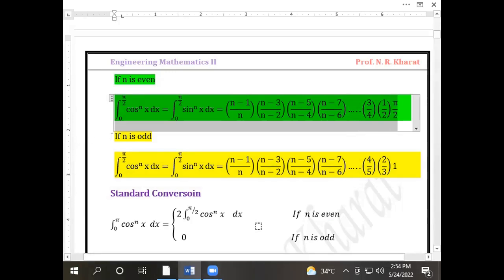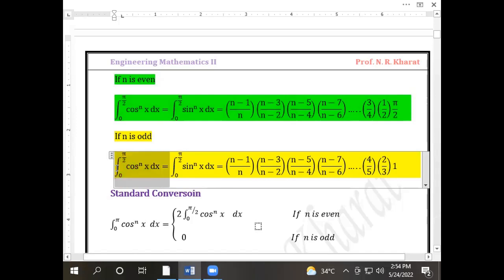In a similar manner, we already found the reduction formula for cos and sine if n is odd. The reduction formula for sine and cosine is again (n minus 1) upon n, (n minus 3) upon (n minus 2), (n minus 5) upon (n minus 4), (n minus 7) upon (n minus 6), up to 4 upon 5, multiplied by 2 upon 3, and lastly multiplied by 1. These are the two standard reduction formulas defined for sine and cosine whose index is n. It depends on even and odd.